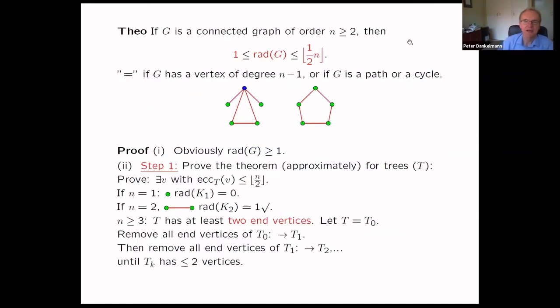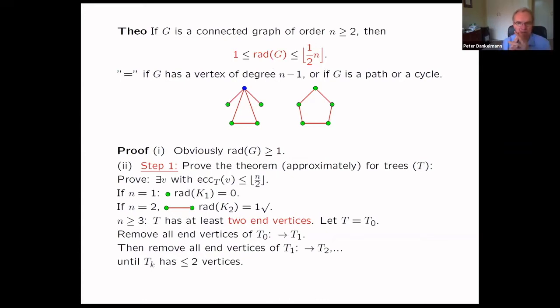Okay, let's look at the radius. So the diameter is really easy and a nice warm-up. What can we say about the radius if we have a connected graph with n vertices, and let's say n is greater or equal to 2? Then the radius of G, that's what this theorem says, is between 1 and at most the floor of a half n. Okay, well, that the radius is at least 1, that's again clear.